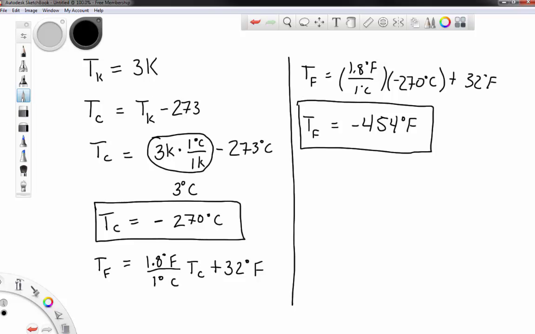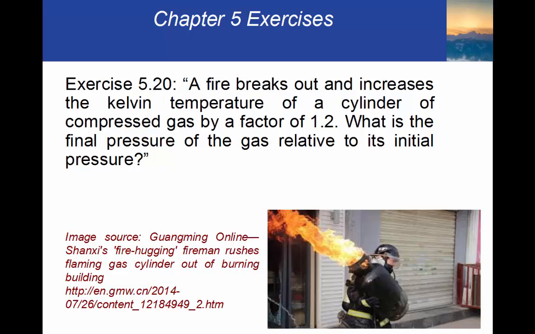Okay, so that answers exercise number 6. Exercise 20 says that a fire breaks out and increases the Kelvin temperature of a cylinder of compressed gas by a factor of 1.2. What is the final pressure of the gas relative to its initial pressure? So this is, I suppose, one of the harder questions that you can get in the physical science course.